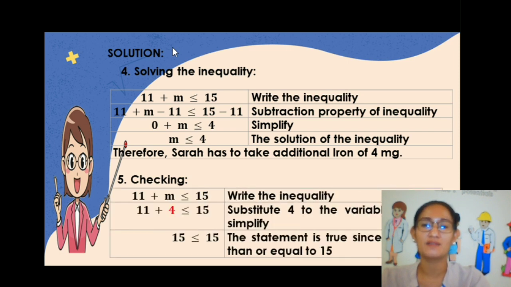Let's check it. After writing the inequality, substitute 4 to the variable M and simplify. It will give us 15 is less than or equal to 15. The statement is true since 15 is less than or equal to 15.